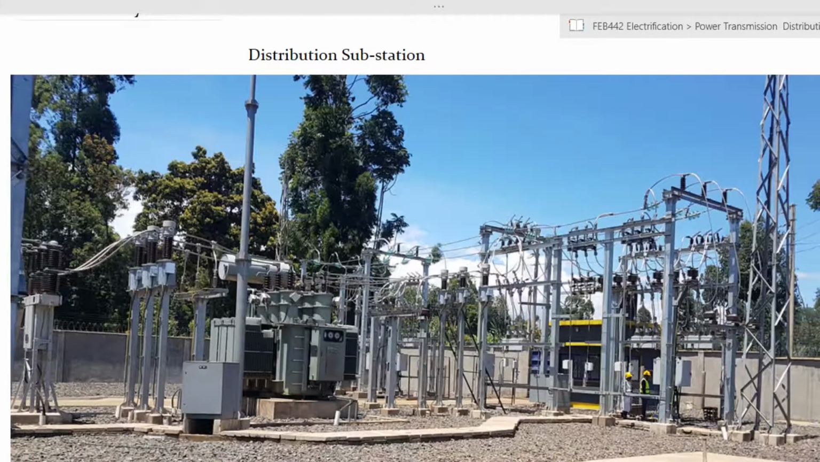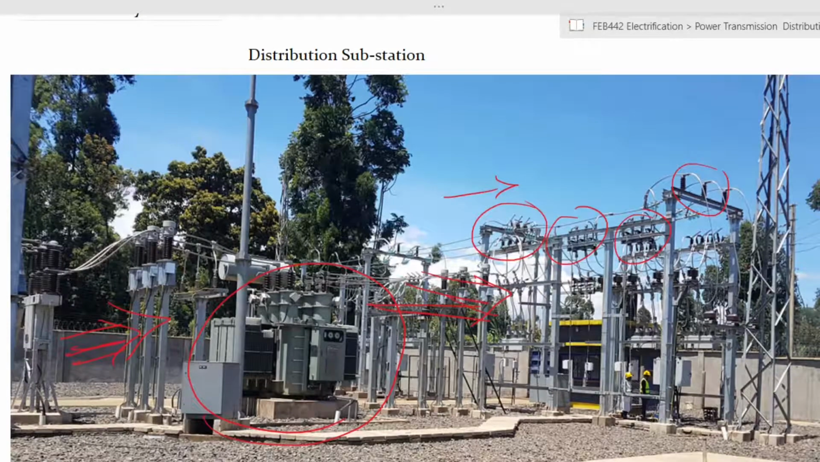So some of the key things you can see in this one, for example, here, this big device in the middle, this is a transformer. Every substation will have at least one transformer stepping down from the high voltage, which would be the incomers over here. And then you have various outgoing lines.